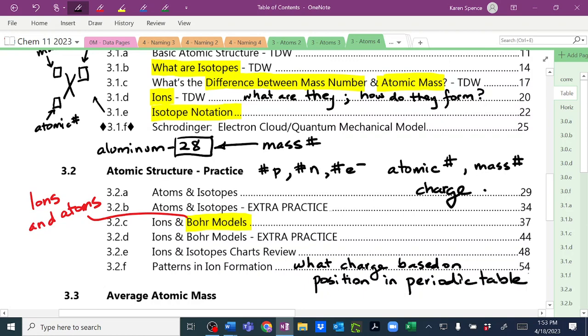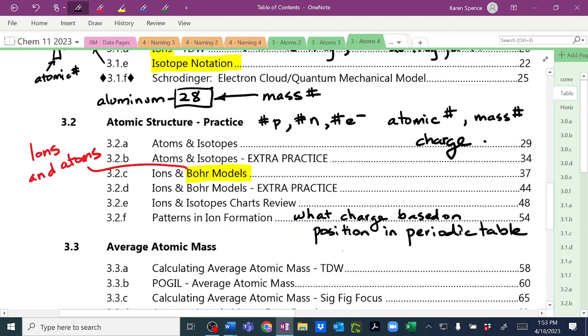And that depends on which group it's in. Okay, so if you've got group 1, it has 1 valence electron, it will tend to lose that electron and become plus 1. You should be able to predict that. If you are in group 13, it has 3 valence electrons, it will lose 3 valence electrons, and it will form a plus 3 ion.